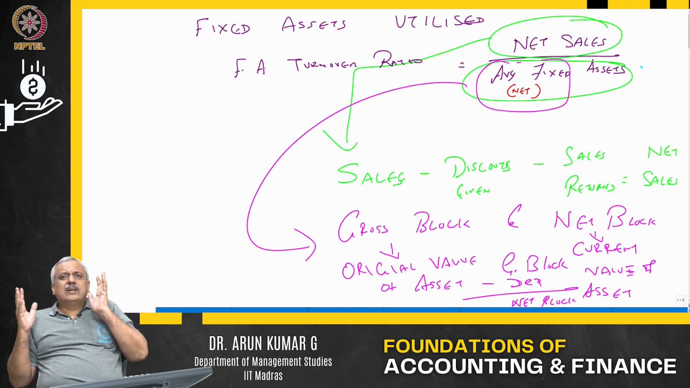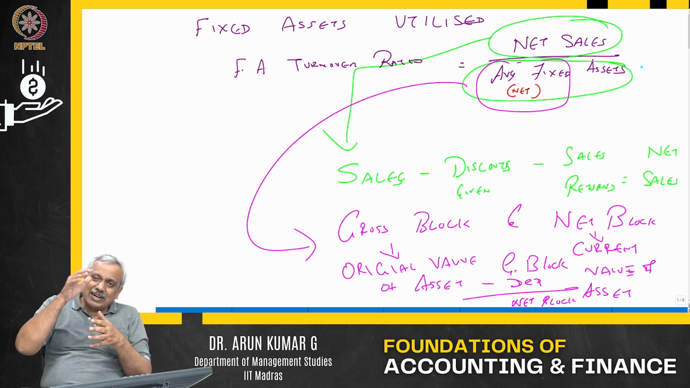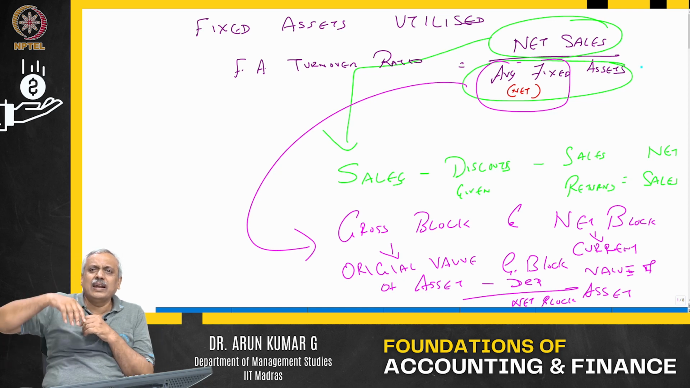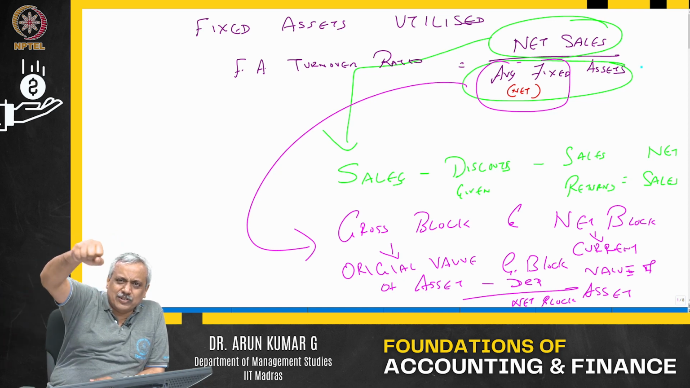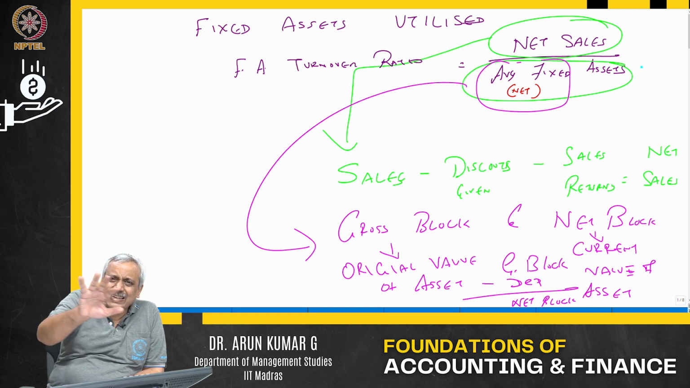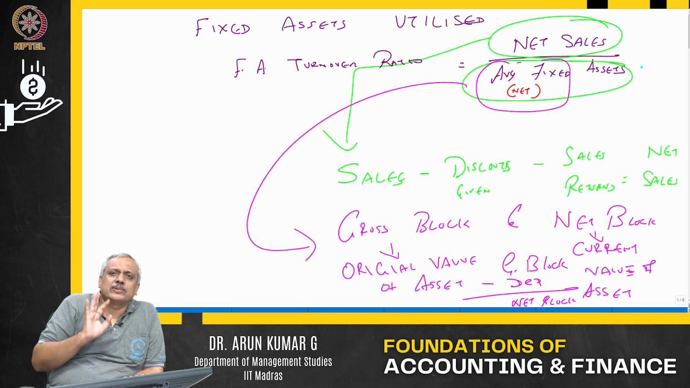So, on the new asset that I have bought in January also, there is a return being earned. On the asset that I have bought in December also, there is a return being made. On the asset that I have sold in the month of June, my return on that asset stops in June. So, we take yearly average fixed assets.